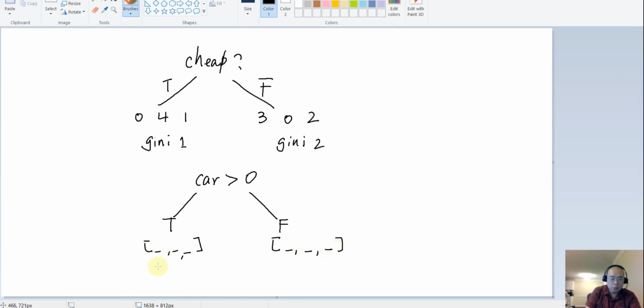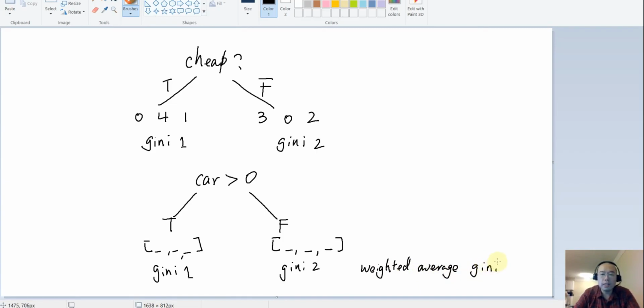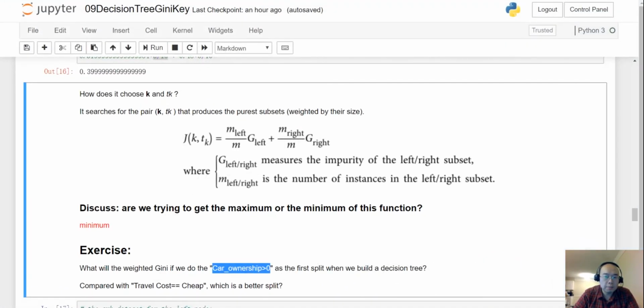Then you want to get Gini 1, you want to get Gini 2, and eventually you want to have a weighted average of the Gini. Okay, so this will be your task in the next exercise. Please take some time to finish that exercise, and we will continue in the next video. Okay, bye.